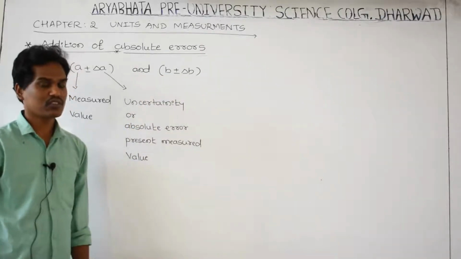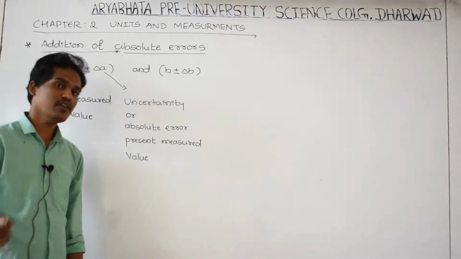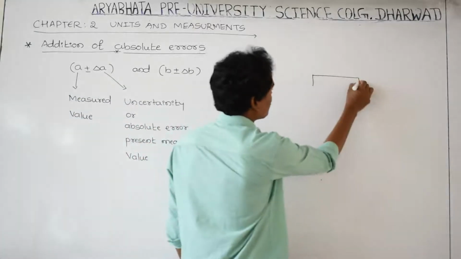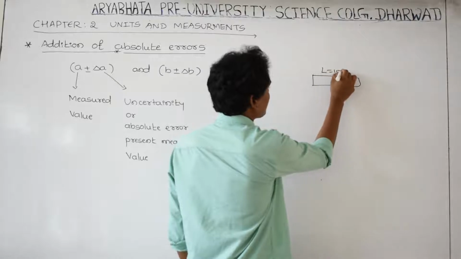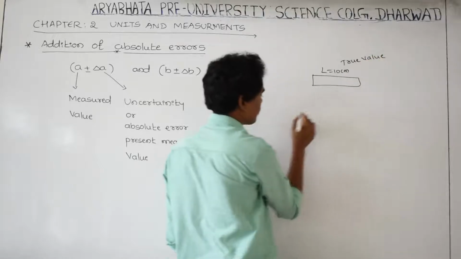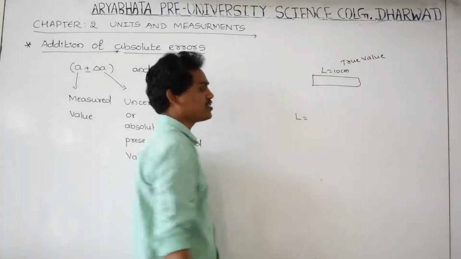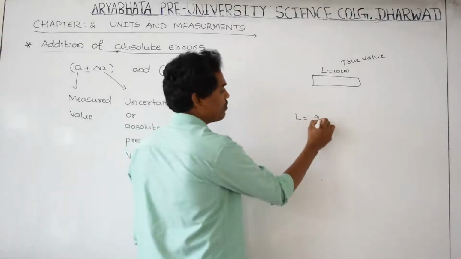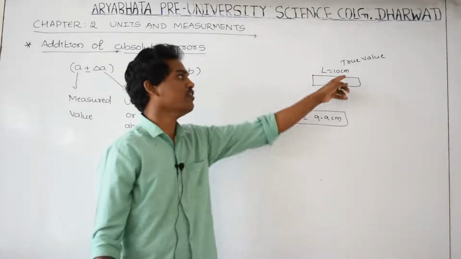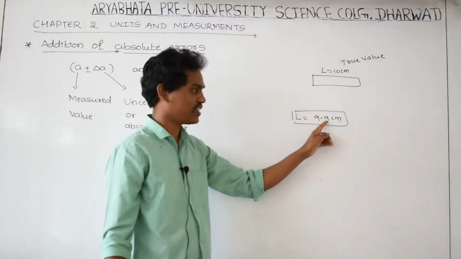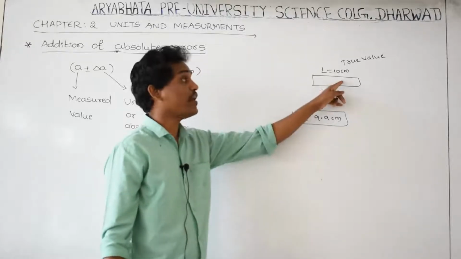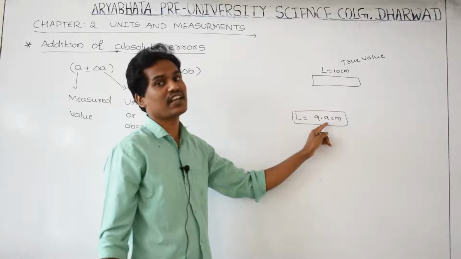Yesterday I discussed the error. It may be a positive error or it may be a negative error. How come? Let us take this one object. Its true value of length is equal to 10 centimeter. Now I am measuring the length of this object by using an instrument. It becomes 9.9 centimeter. This value is lesser than the true value, by 0.1. It means that this instrument measures a lesser value compared to the true value, so this error is a negative error.